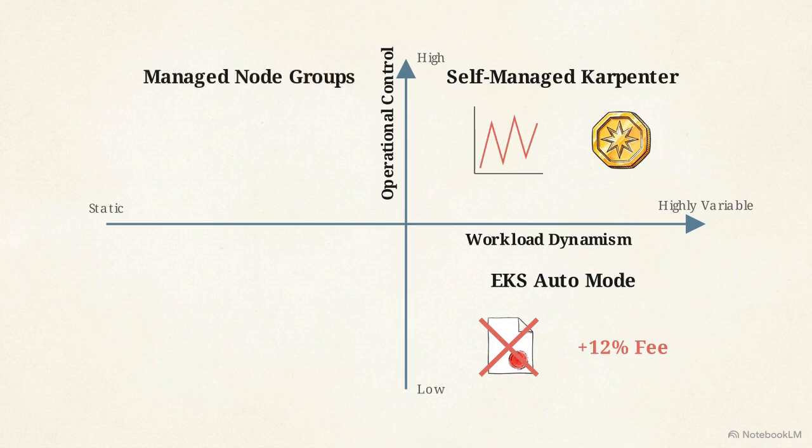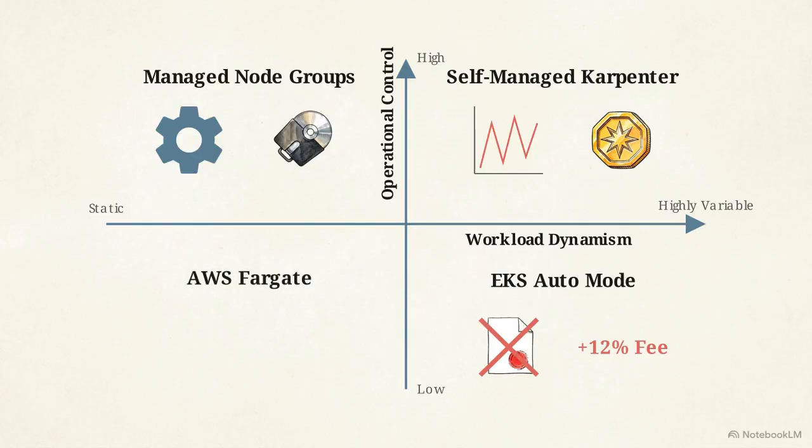Managed node groups occupy the top left. They support conventional enterprise workloads and regulated environments that demand custom machine images, but rely on AWS-managed rollout mechanics. AWS Fargate anchors the bottom left. It is reserved exclusively for small internal services or architectures that prioritize true zero-node operations over broad Kubernetes compatibility.